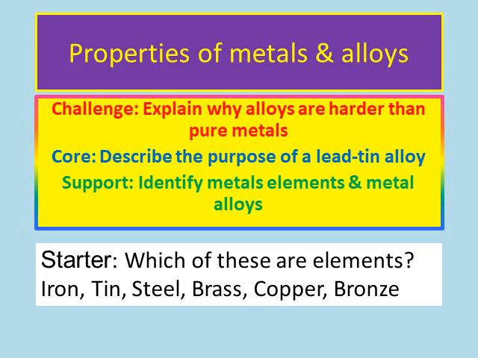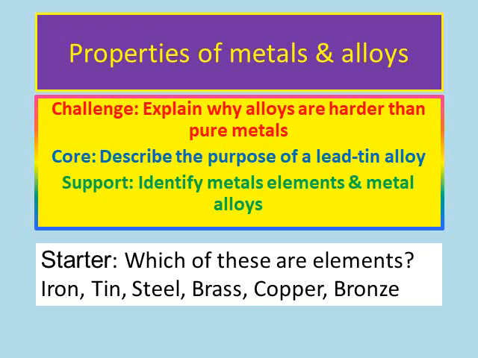So a starter for you today is to work out which of these are elements. You will know if it's an element if it's on the periodic table. So if you're not sure, search for it on the periodic table, and if it's not there, then it's not an element. So what you need to find this out for is iron, tin, steel, brass, copper, and bronze. Pause the video now and make a list of the ones that are elements and the ones that are not elements.